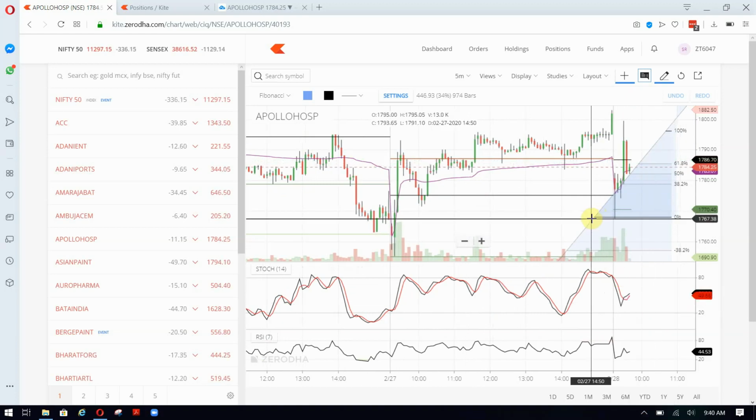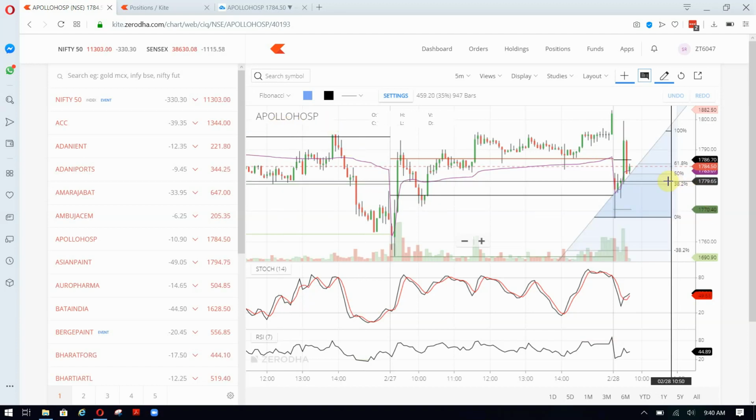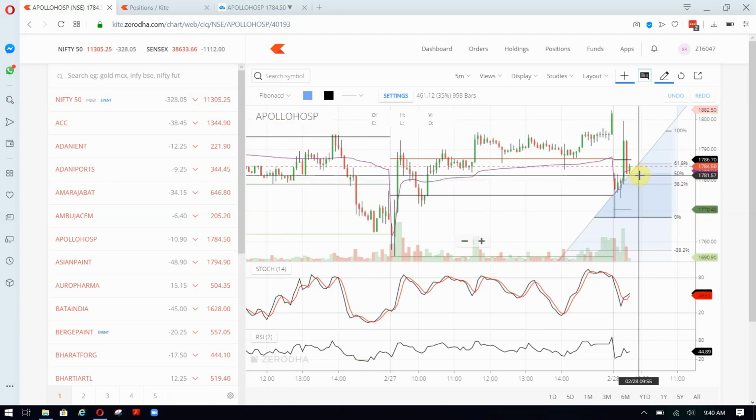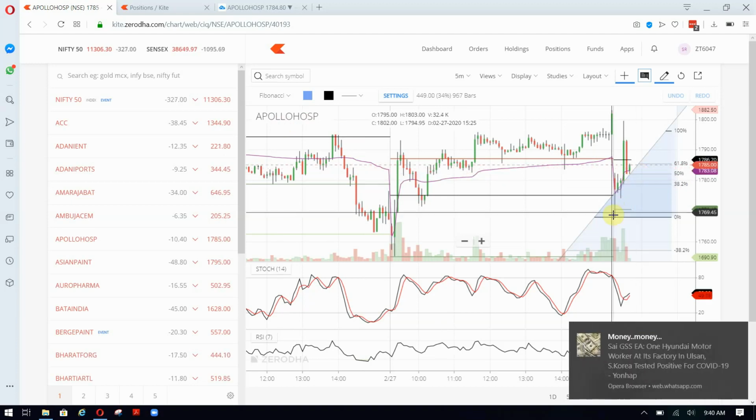Okay, so I'm just resuming my video because I have seen this Apollo Hospital. As I said, see, the price dropped up to 50 percentage. Is it going to happen every time? No, it is not necessary that it has to happen every time. But look at this movement.